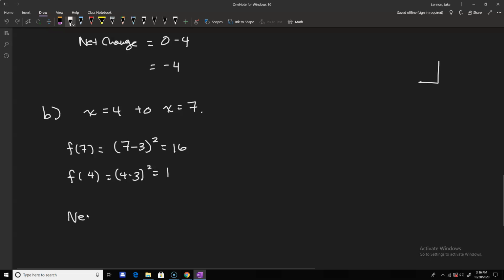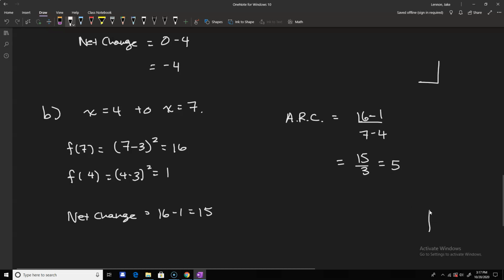So for this one, we have our net change, which is going to be 16 minus 1, which is 15. And our average rate of change is going to be that 16 minus 1 divided by 7 minus 4. So that comes out to 15 over 3, which equals 5. So we've computed the net change and the average rate of change on both of those intervals.